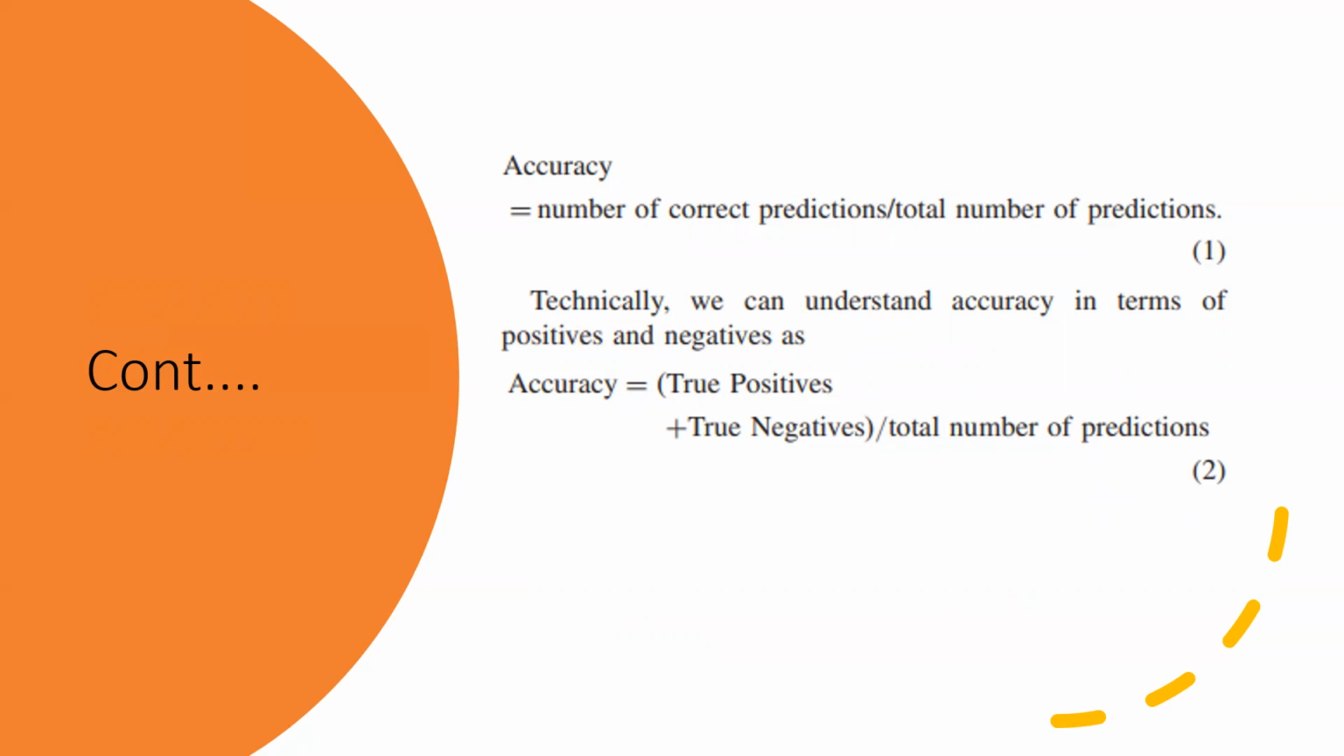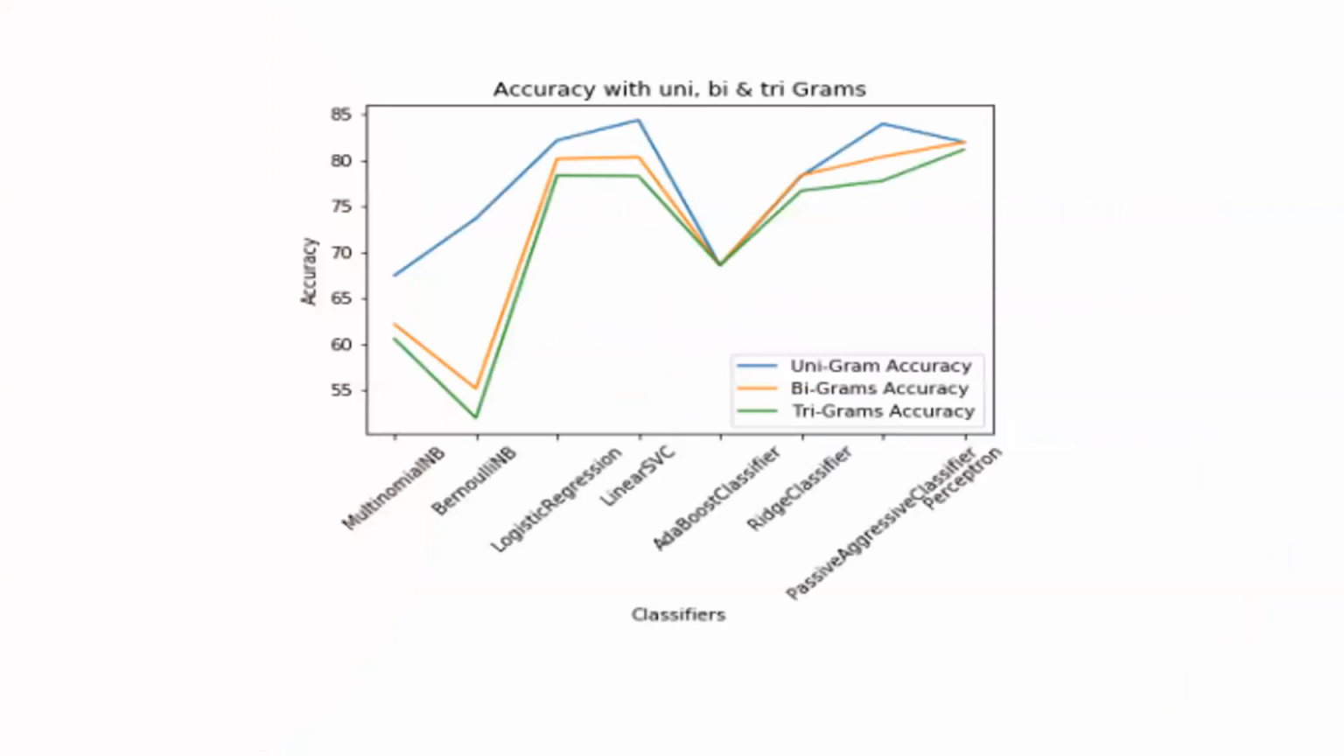So in the same way, if you want to know the quality of the model, we use some metrics such as accuracy. How much accuracy the model is giving. Accuracy is defined as the number of correct predictions by the total number of predictions. This is one equation. Technically, we can understand accuracy in terms of positives and negatives as accuracy is equal to true positives plus true negatives by the total number of predictions. This is the second equation.